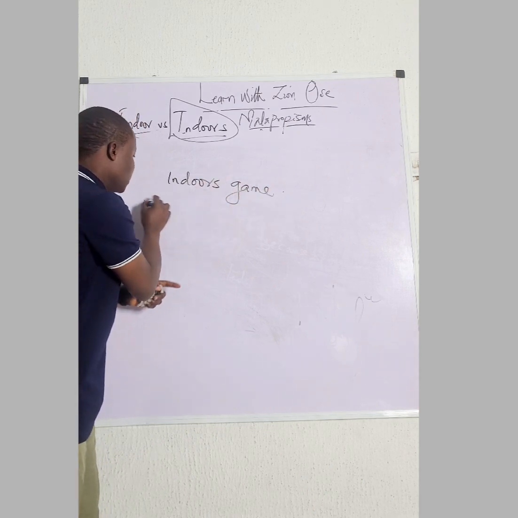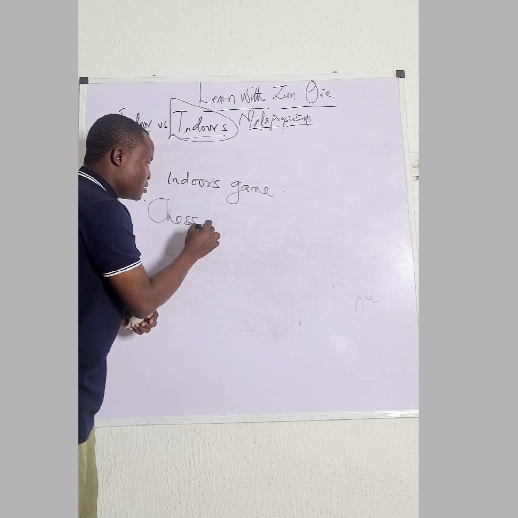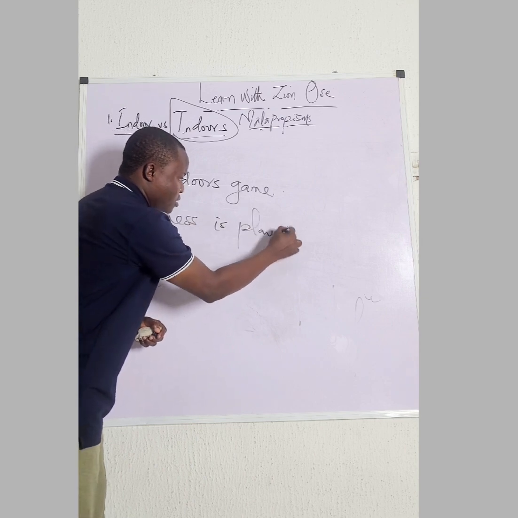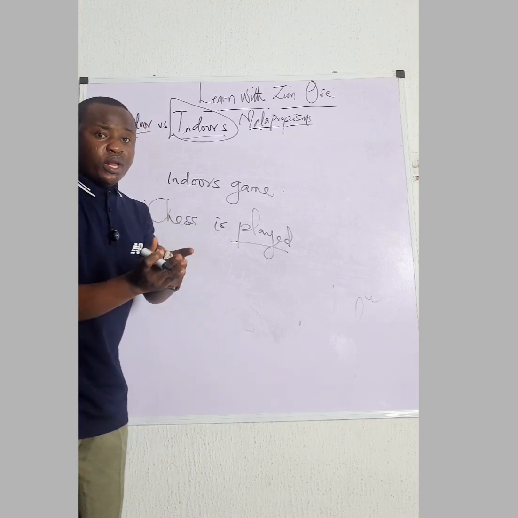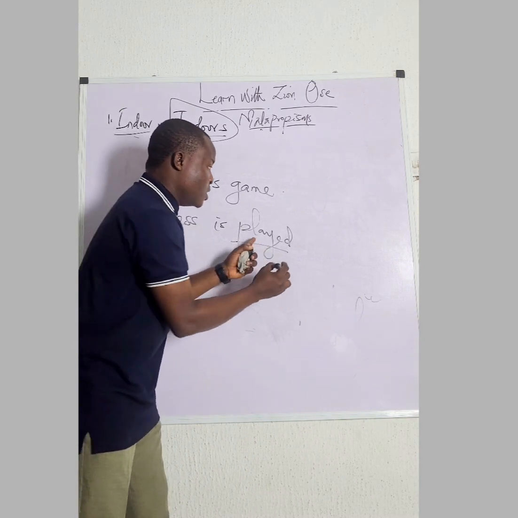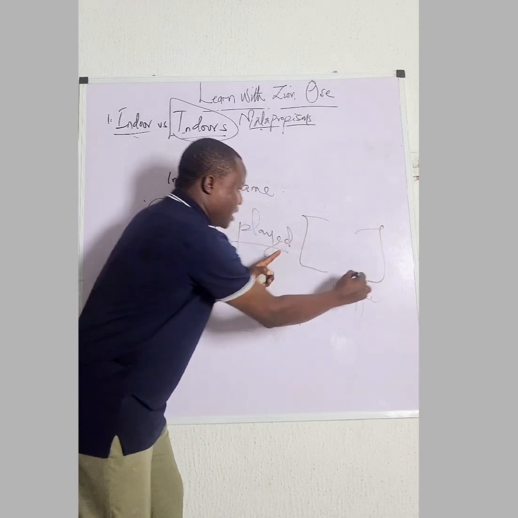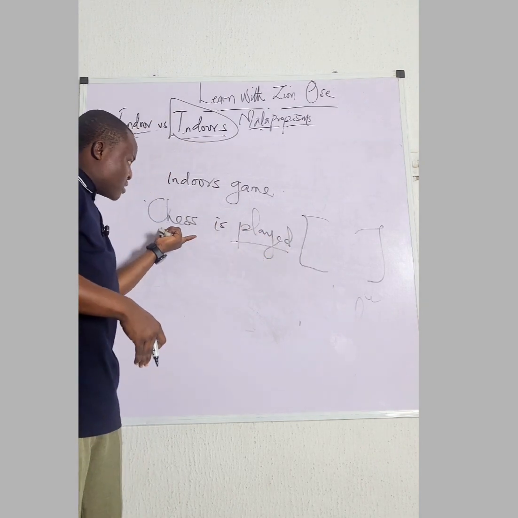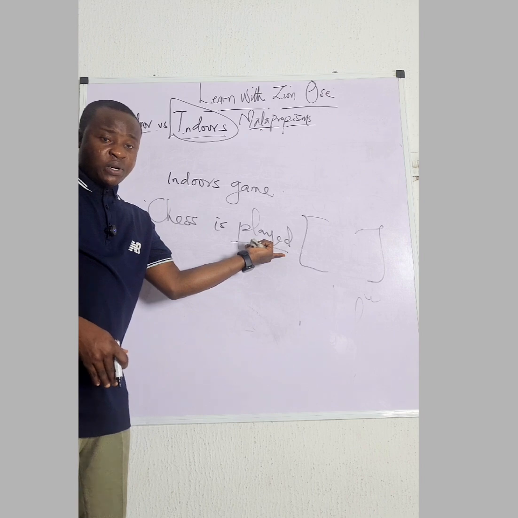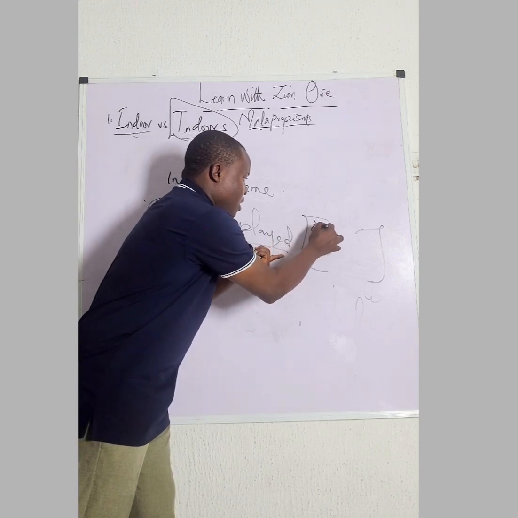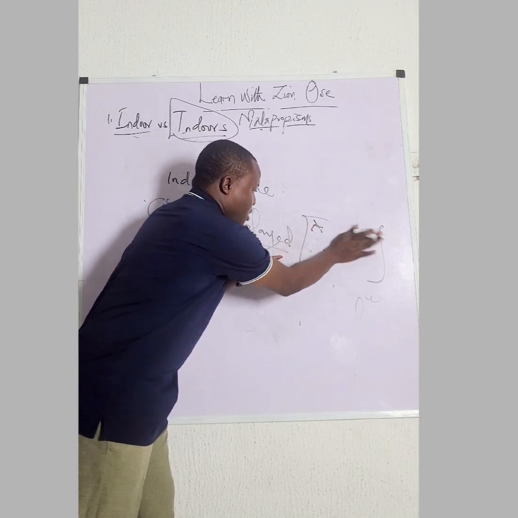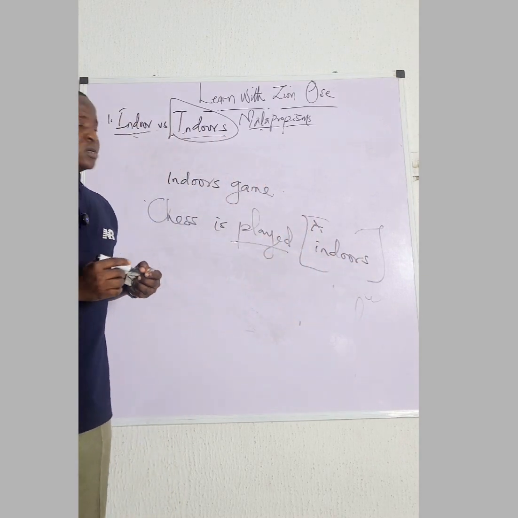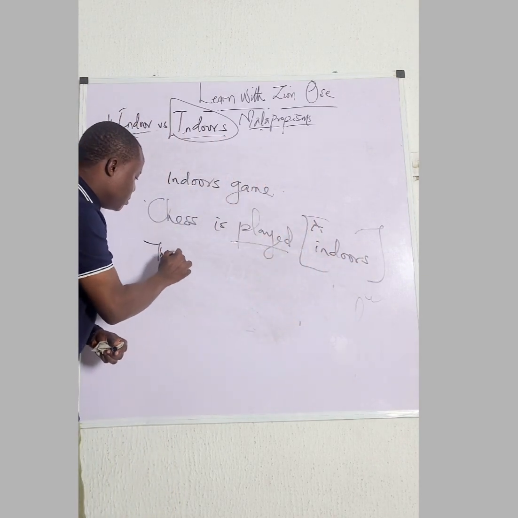But we could say that chess is played. How or where or when is it played? Where, in this context. We say chess is played at a particular place happening outside. But in this context, it is not describing chess, but where it is played. So we use an adverbial here. And the adverbial is going to be what? Indoors.